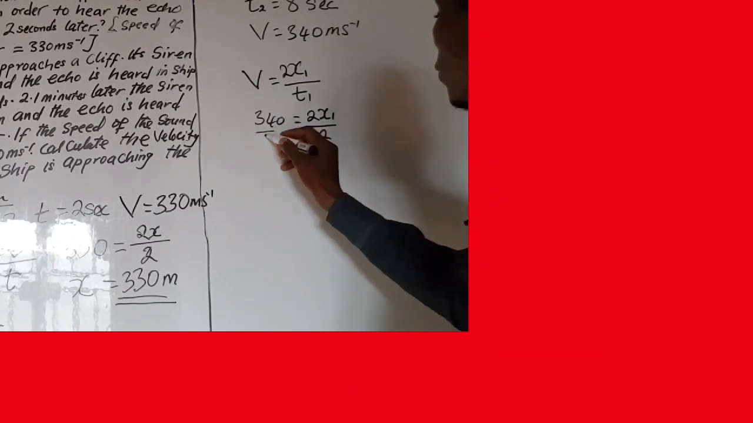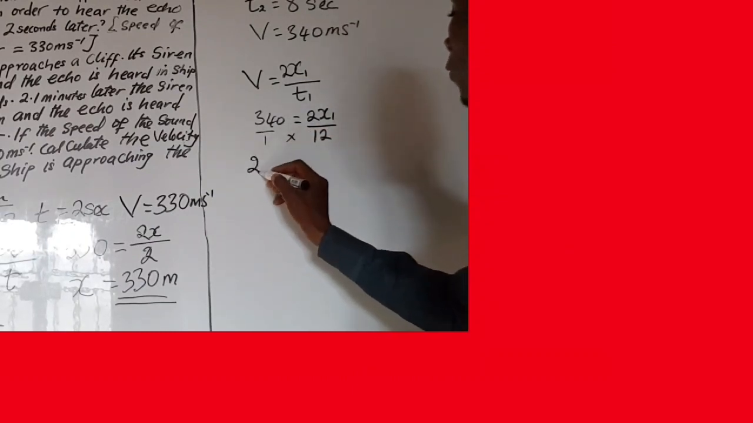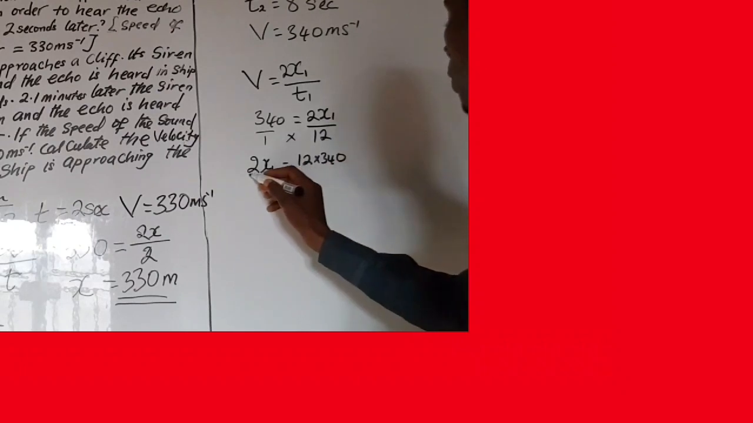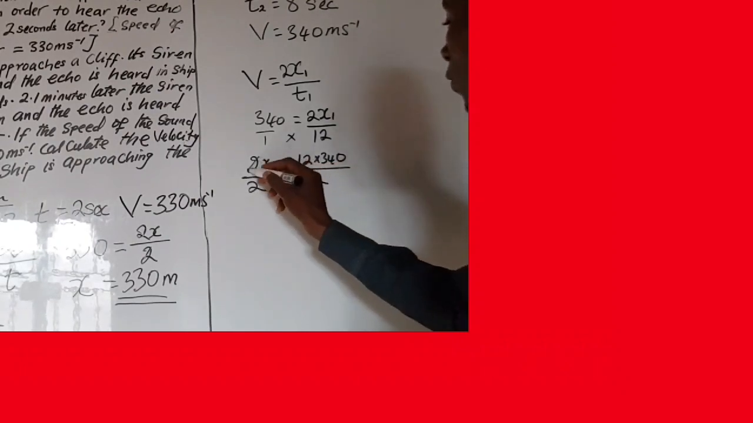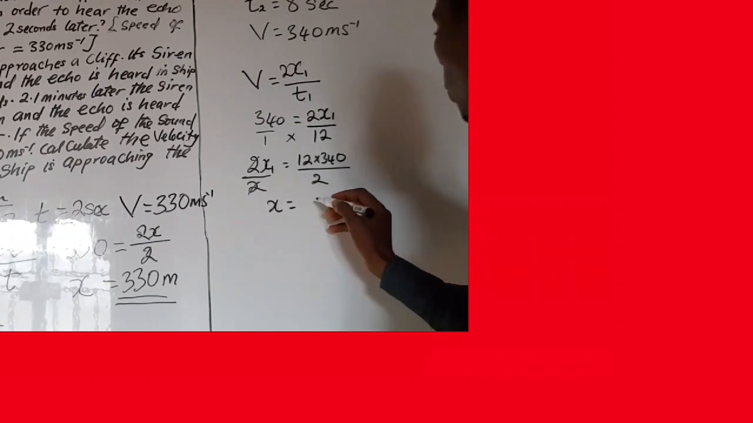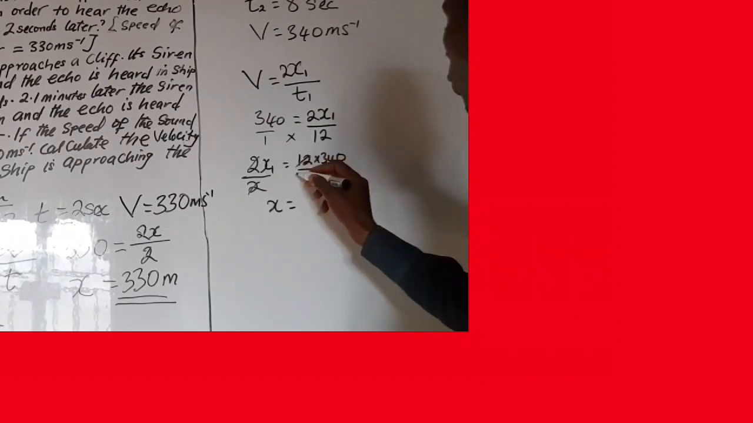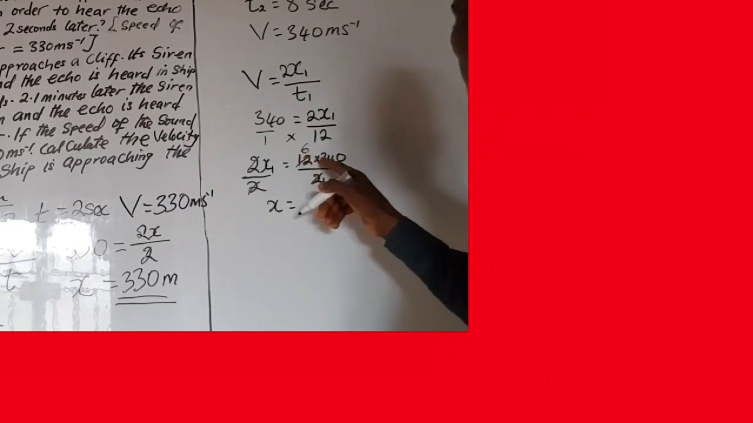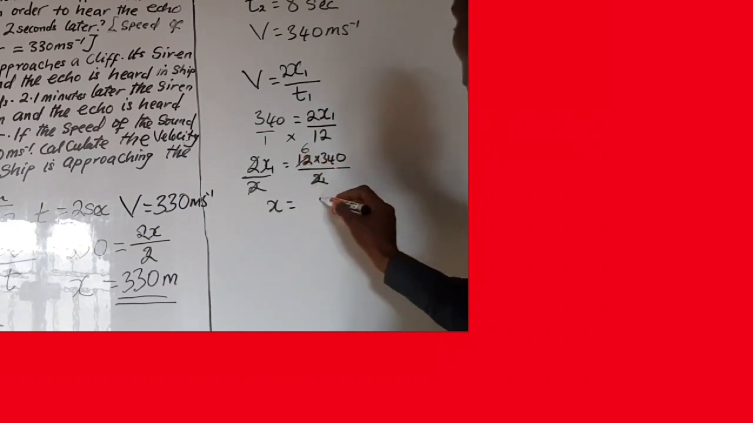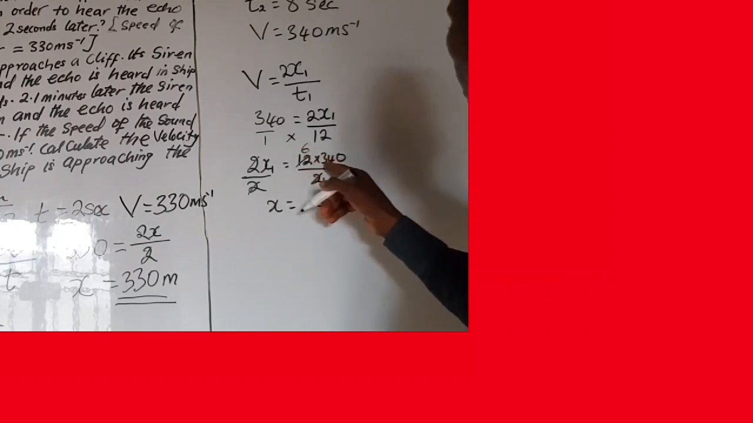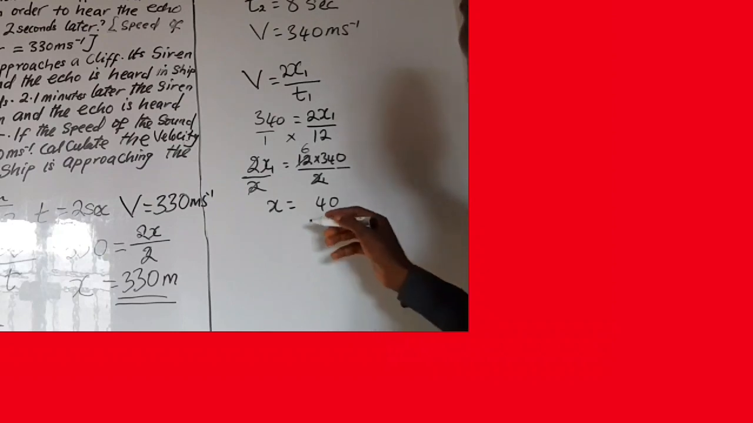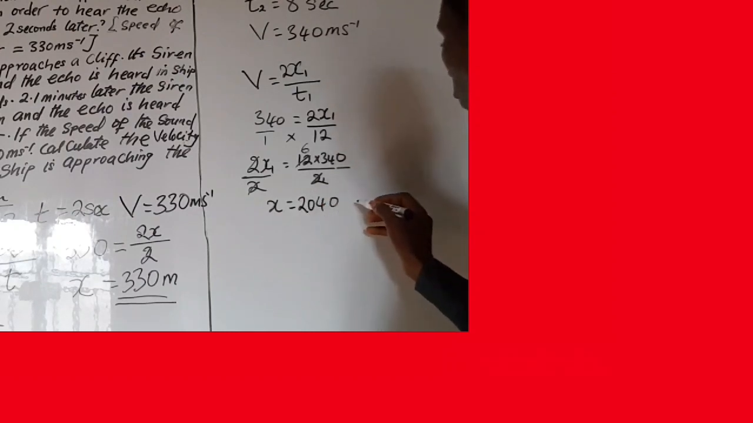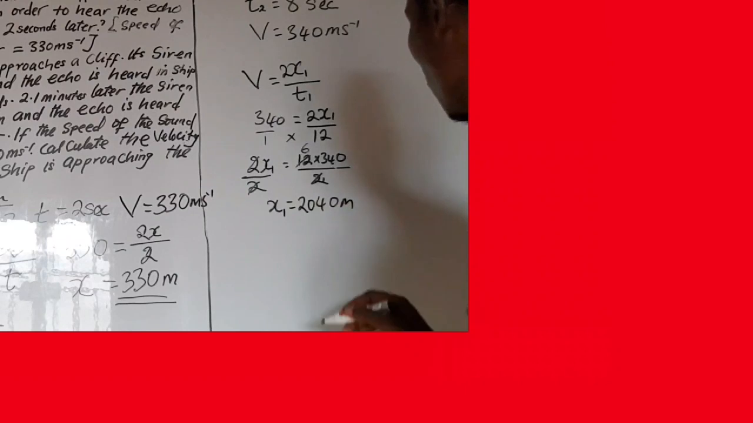So what we'll do is, this is over 1, we cross multiply so that 2x1 will be equal to 12 times 340. We divide through by 2, then 2 cancels 2, and our x1 will give us 12 over 2, which is 6. So we'll now say 6 times 340. 6 times 4 is 24, so we write our 4. Then 6 times 3 is 18 plus 2 is 20. So we have 2040 meters for x1. So this is our x1.